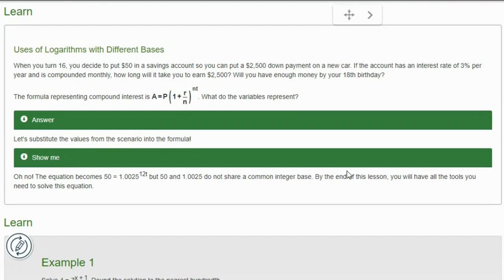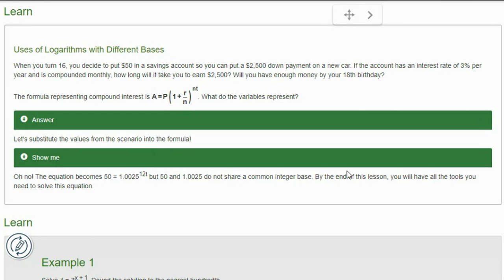When you turn 16, grandma gives you $50. Hey, I got $50 from grandma. Thank you, grandma. I'm going to put that in a savings account, and I need $2,500 so I can have a down payment on a better car, a nice car, right? This bank account pays me 3%, and it's compounded monthly. How long is it going to take me to have $2,500?